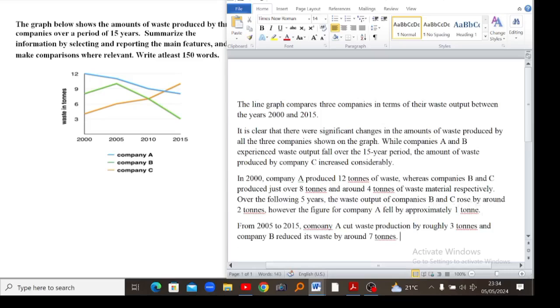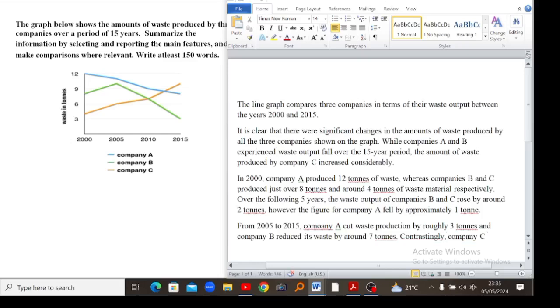So moving on, we could say contrastingly, or by contrast, whatever you prefer, company C. As you can see, company A and company B reduced, whereas this one did what? Increased. So that's why we are using this discourse marker, which is contrastingly.